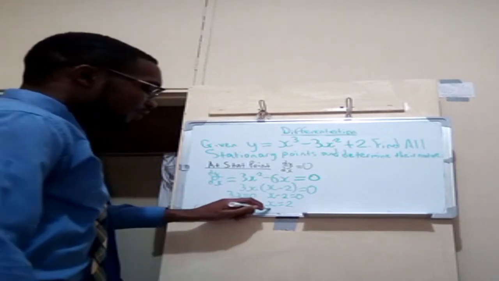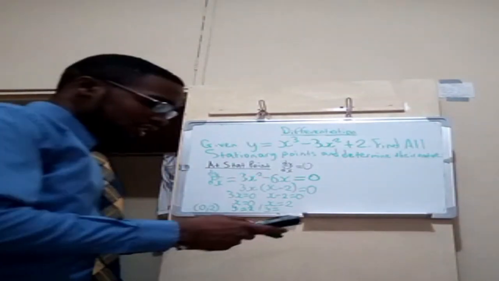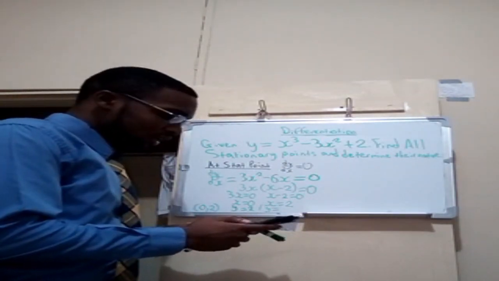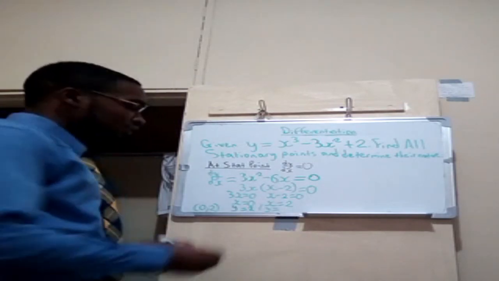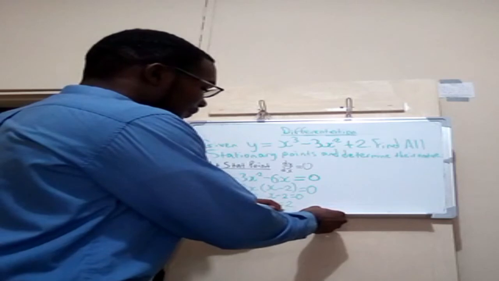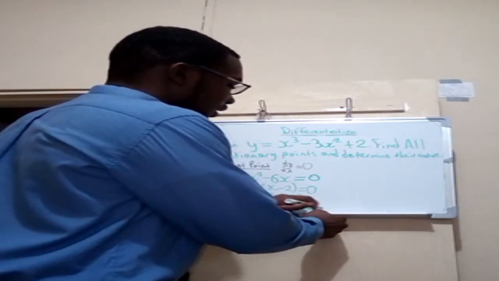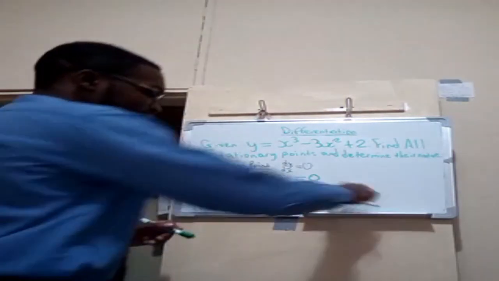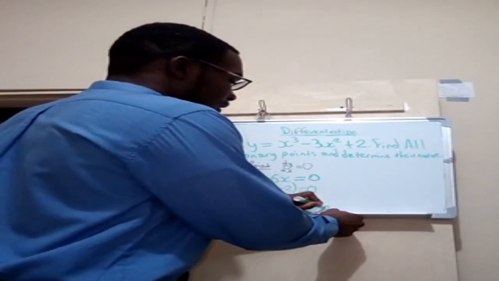Now for the next one, I can plug 2 into this equation. So I plug 2 into this equation to get 2 cubed minus 3 times 2 squared plus 2, and I'm getting negative 2. And so this is the point (2, negative 2). Alright?